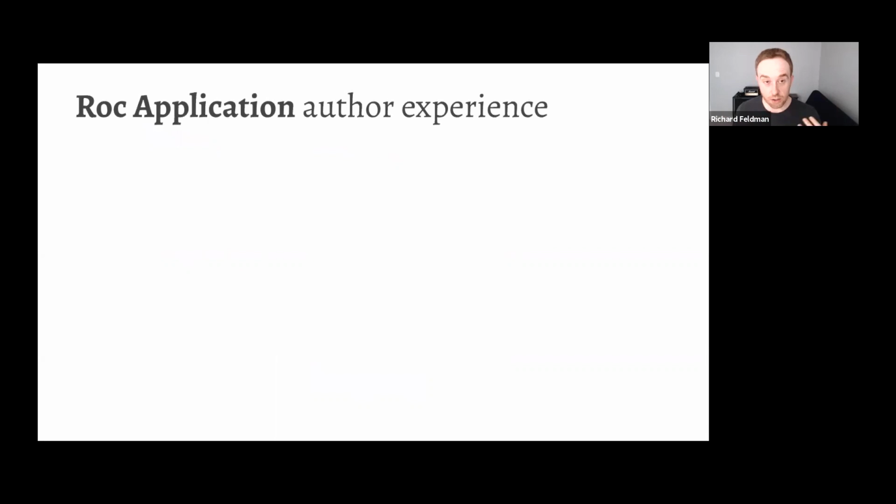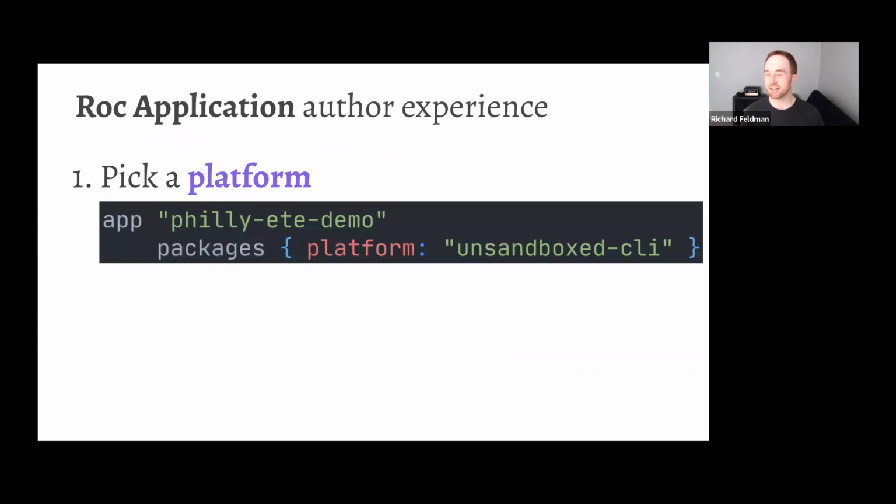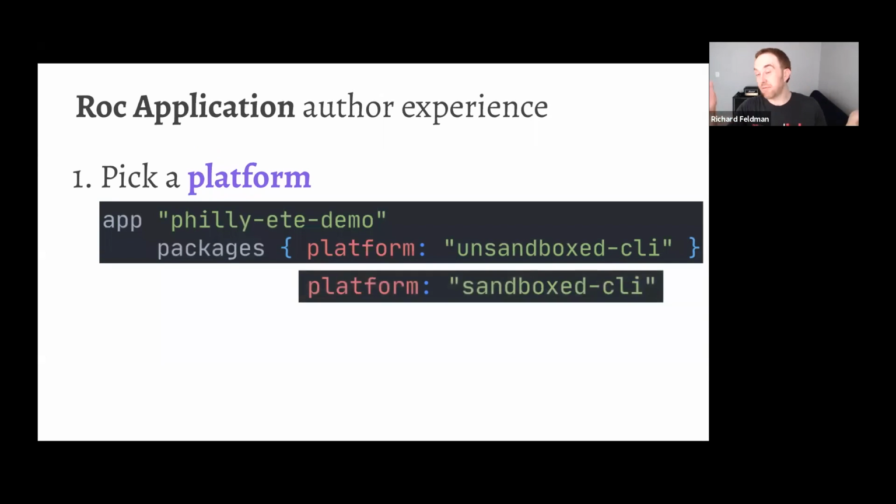Okay, so let's say that I'm an application author in Rock. I want to build a Rock application. Well, unlike Python and unlike C#, the first thing that I do as a Rock application author always is pick a platform. You can't build a Rock application without picking exactly one platform. So I pick my platform. Let's say that I pick, I don't know, unsandbox CLI, like we did in that example. Great. Or I could pick sandbox CLI, also fine. But I have to pick one.